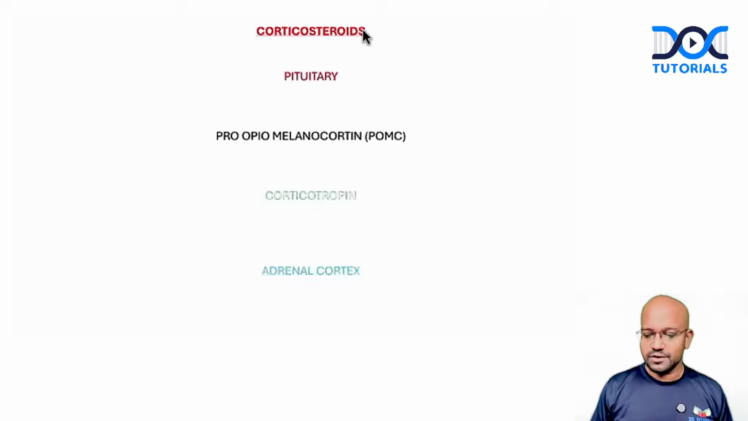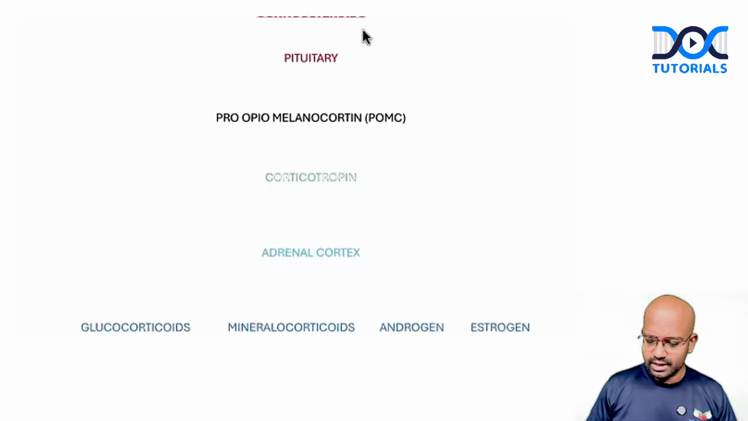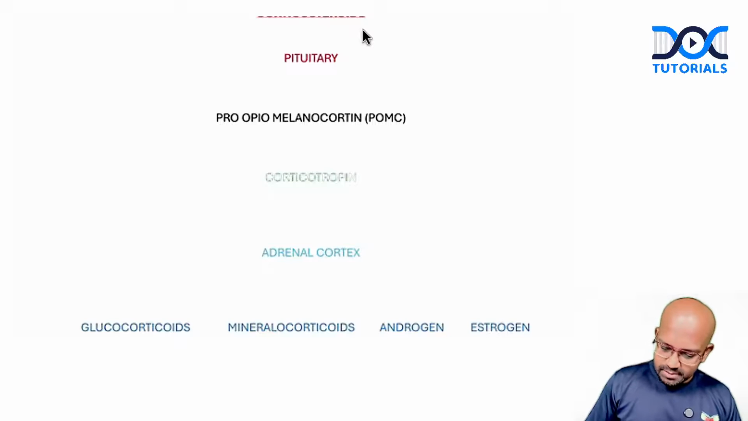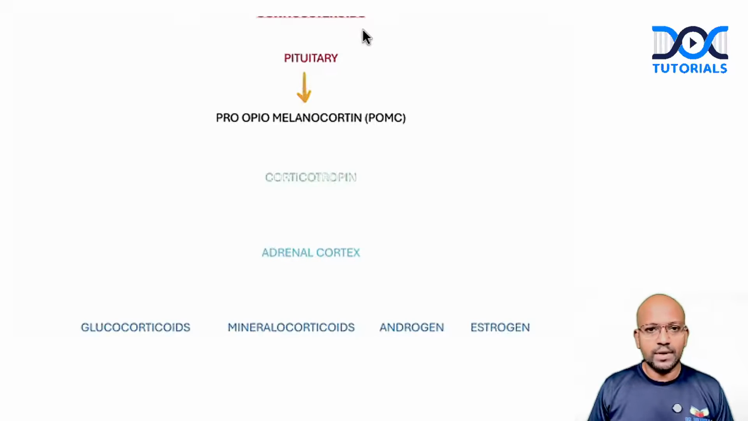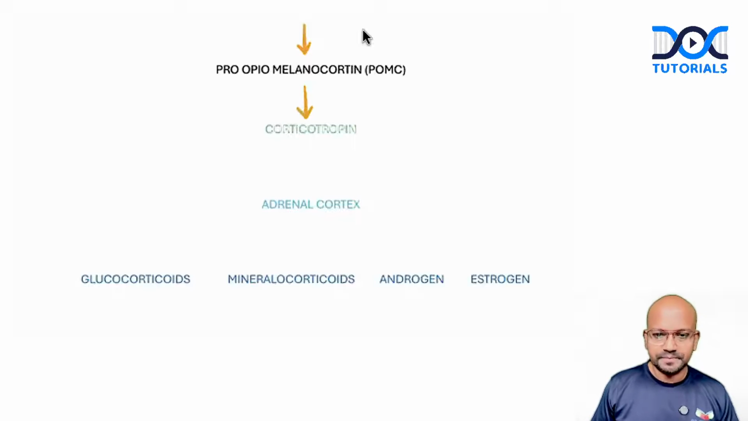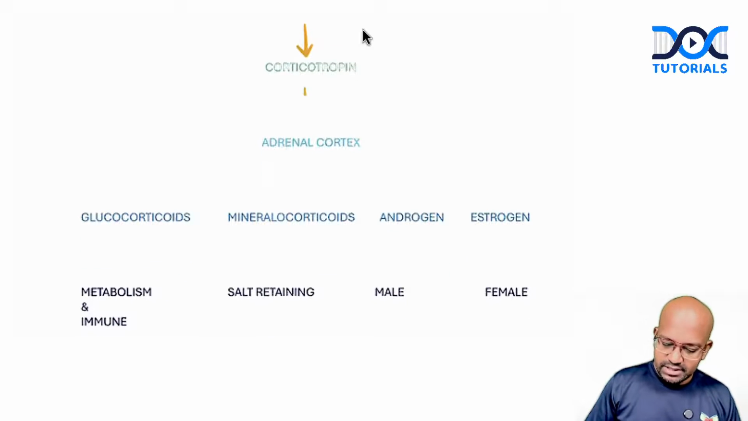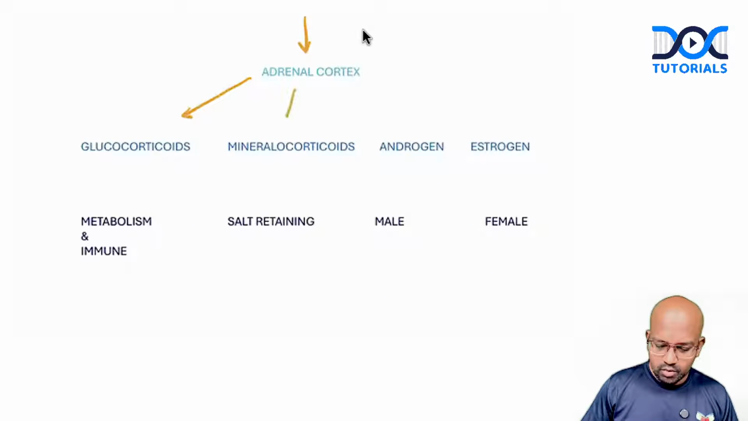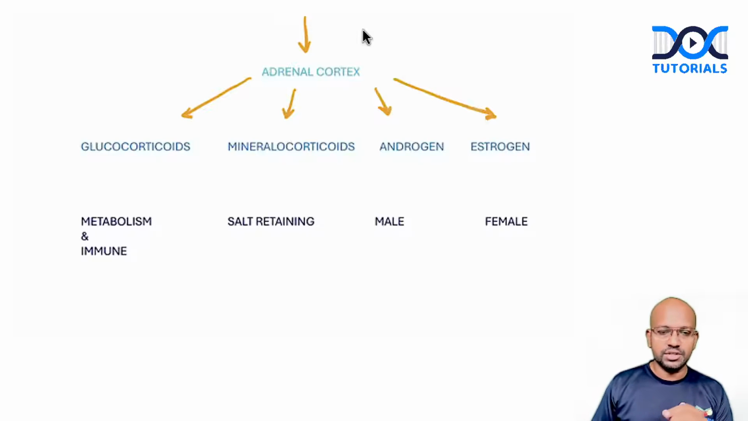We'll start with the first one, steroids. As far as steroids are concerned, most of us will know that the whole flow chart, how it is synthesized and how it is released, starts from the pituitary gland. From the pituitary, there will be release of POMC, pro-opiomelanocortin molecules. From the pro-opiomelanocortin molecules, there will be release of corticotropin. Corticotropin in turn will stimulate the adrenal cortex, thereby releasing four important molecules: glucocorticoids, mineralocorticoids, androgens, and estrogens.